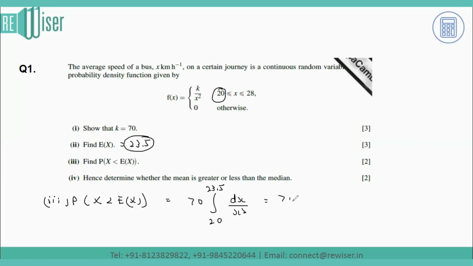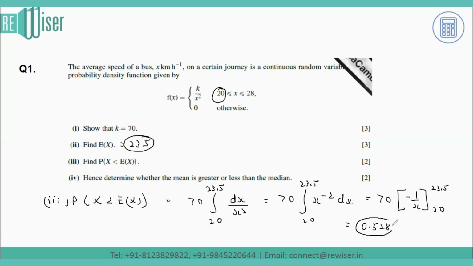Again, applying the power rule formula, ranging from 20 to 23.5, that should be equal to minus 1 by x, again ranging from 20 to 23.5. If I solve this out, I'll get an answer which is approximately equal to 0.528. That's the probability value of the random variable x being less than the expected value.